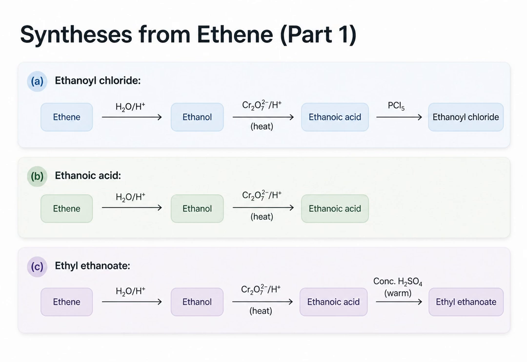To make an ester like ethyl ethanoate, we take some of the ethanol we made in step 1, mix it with the ethanoic acid we just synthesized, and warm them together with a few drops of concentrated sulfuric acid as a catalyst for the esterification.